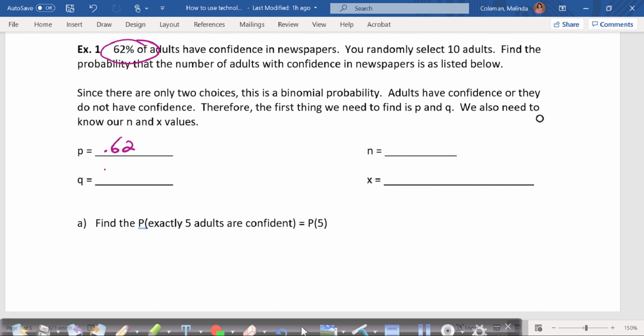My Q value is a direct relationship. Those are the ones who do not have confidence. So when I subtract it from 1, I get 0.38. My N tells me how many adults we selected. In this case, that would be 10. And my X is all of the possible choices I have in selecting those 10 adults. So I could select and have 0 people that are confident. I could select those 10 adults and find 1 person who is confident, 2 persons, 3, all the way up to 10.